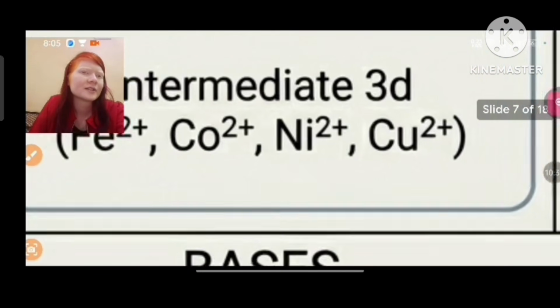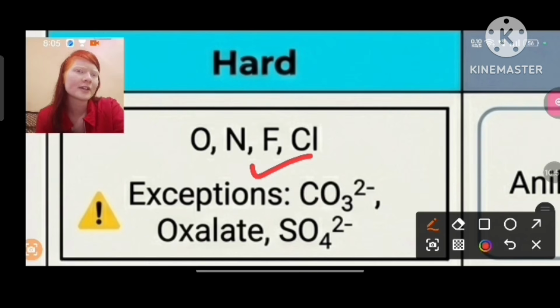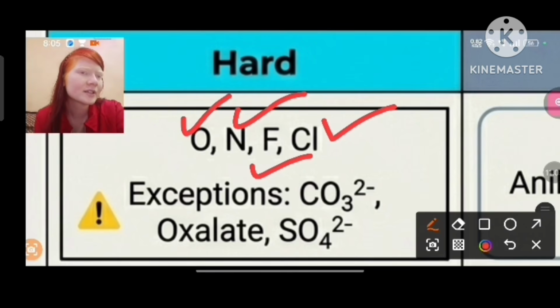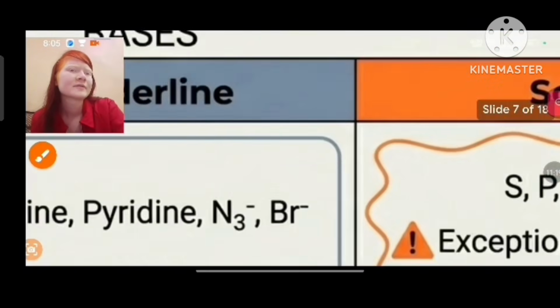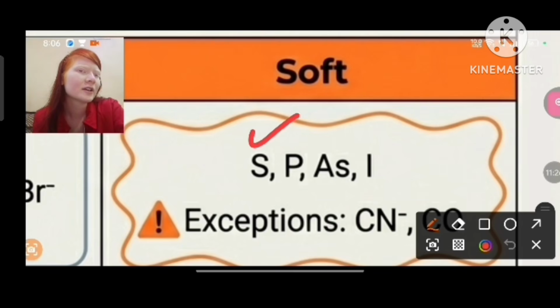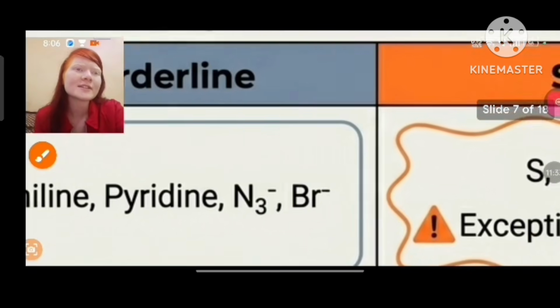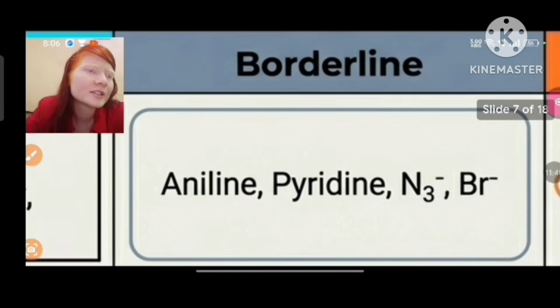So you can see examples of borderline acids like cobalt 2+, copper 2+, and borderline bases like fluorine, oxygen, nitrogen, and here you can see the oxalate. Now remember this one, most important exception. If you see the soft base, here are examples like sulfur, phosphorus. Remember the exceptions here too. Now let us see, cyanide is an exception in soft bases, and borderlines. Here you can see the examples of.